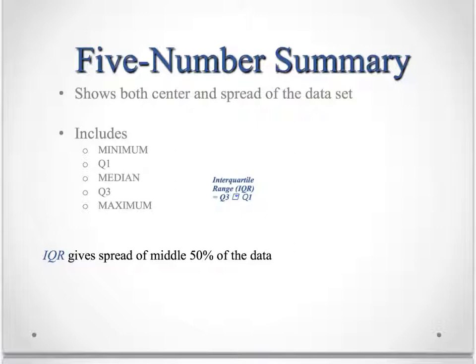Now the 5-number summary takes this idea with the quartiles a step further. You're going to include in a 5-number summary these 5 numbers: the minimum, quartile 1, the median, quartile 3, and the maximum. One of the things that this gives us is the ability to find what's called the interquartile range, IQR. And that is Q3 minus Q1. That's going to give us the spread of the middle 50% of the data.